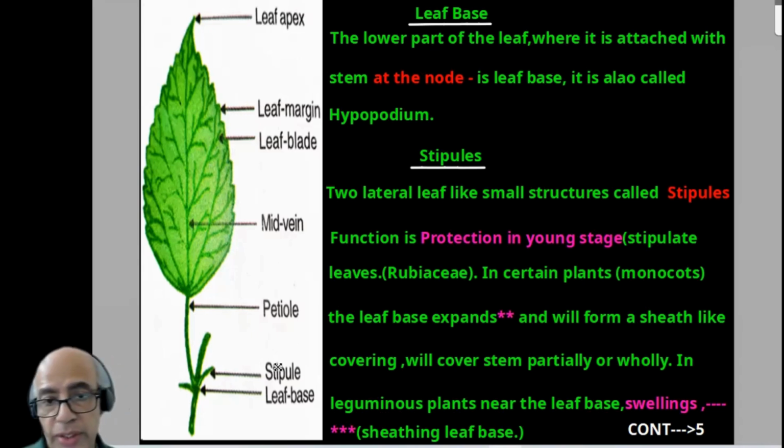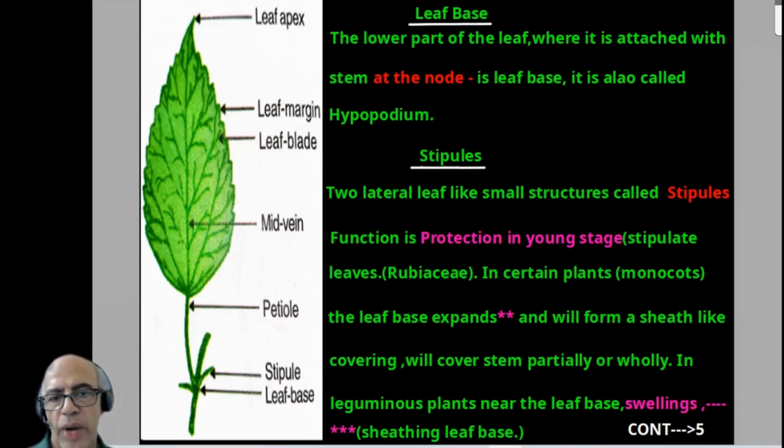In certain plants, monocots, the leaf base expands. It is called a sheathing leaf base and forms a sheath-like covering. It will cover the stem partially or wholly. In leguminous plants, near the leaf base, swellings will be there. In leguminous plants, Papilionoideae members, swellings will be there, and they are called pulvinus.